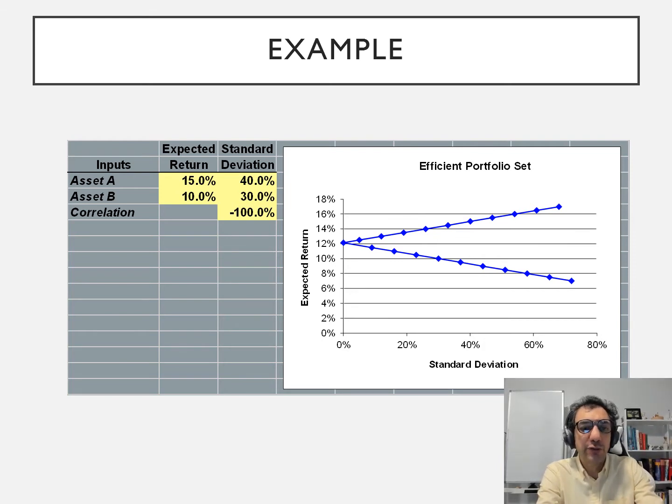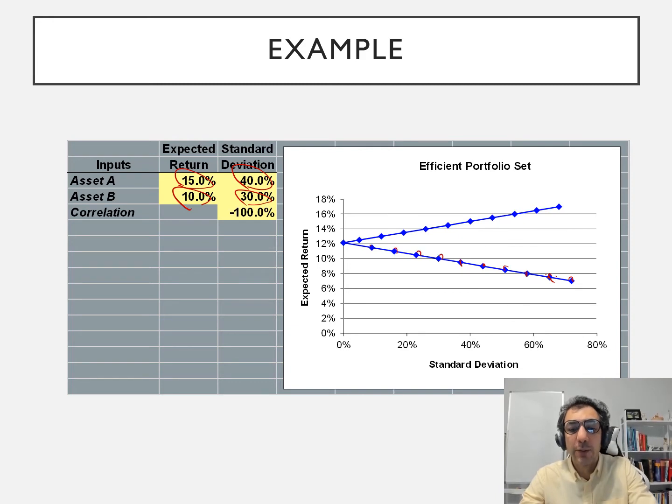Let's assume your expected return for asset A is 15% and for asset B is 10%. The standard deviation for asset A is 40%, and the standard deviation for asset B is 30%. Now, we can go with different correlations. Here I'm assuming assets A and B are negatively correlated, and this negative correlation is perfect, so -1 or -100%. If that's the case, here are the combinations. We have the portfolios here with different combinations based on different weights, and you can calculate the different levels of expected return and standard deviation.